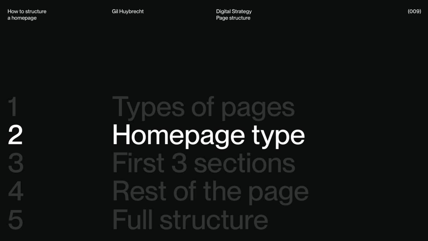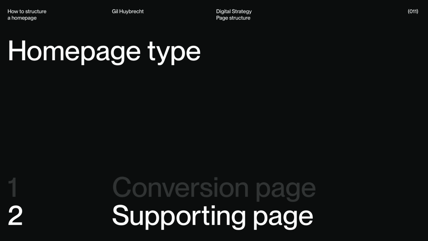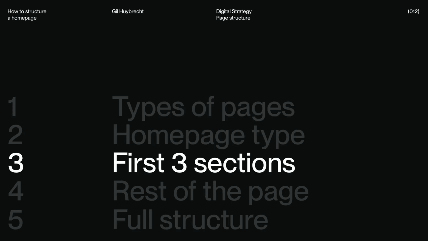Okay, now that we know what type of pages there are, let's get into the homepage a bit more. So now that we know there are 2 types of pages, what type do you think the homepage is? Yes, that's correct, it's a supporting page. Now let's get into why you clicked on this video, the structure of an effective homepage. I always divide the homepage structure into 2 separate parts: the first 3 sections and the rest of the page.